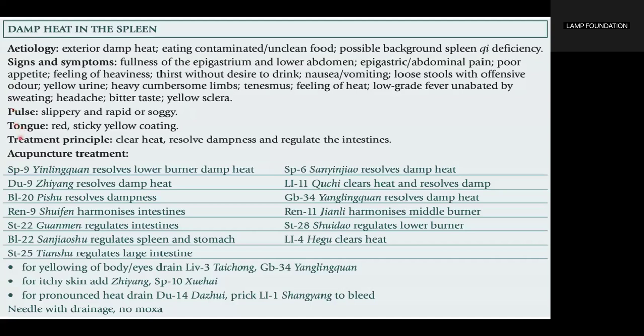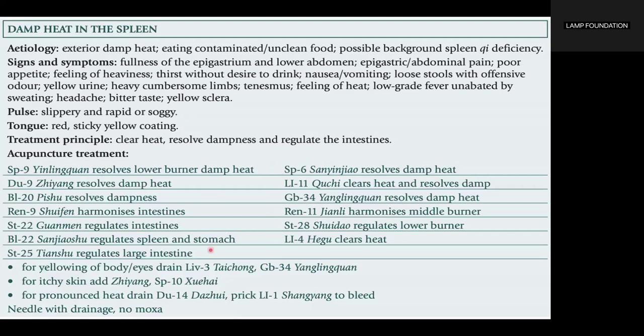Treatment principle: clear heat, resolve dampness, and regulate the intestines. Acupuncture treatment: Spleen 9 to resolve lower burner damp heat, Du 9 to resolve damp heat, Bladder 20 to resolve dampness, Ren 9 to harmonize the intestines, Stomach 22 to regulate intestines, Bladder 22 to regulate spleen and stomach, Stomach 25 to regulate large intestine, Spleen 6 to resolve damp heat, LI 11 to clear heat and resolve damp, GB 34 to resolve damp heat, Ren 11 to harmonize middle burner, Stomach 28 to regulate lower burner, and LI 4 to clear heat.